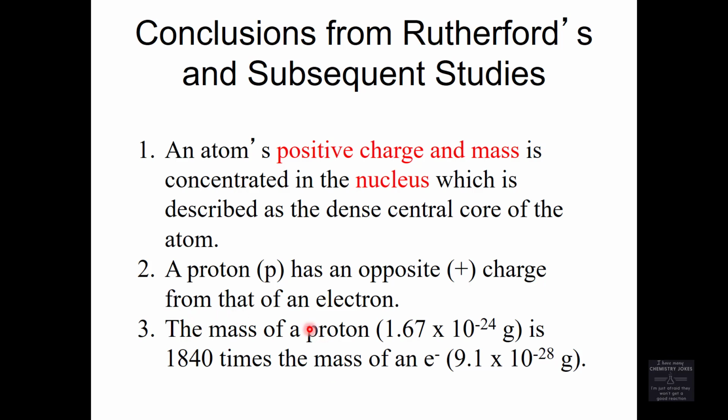The mass of a proton and the mass of a neutron are the same. That's the mass of a proton and the mass of a neutron. The mass of an electron is tiny. It's a little baby number. It's a tiny mass, takes up not much space in the electron cloud.